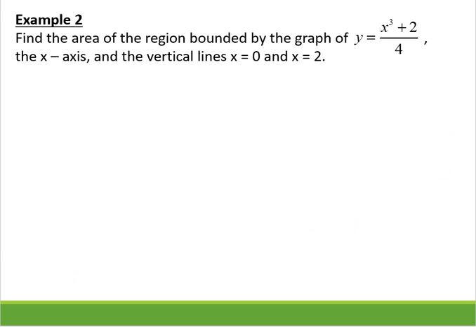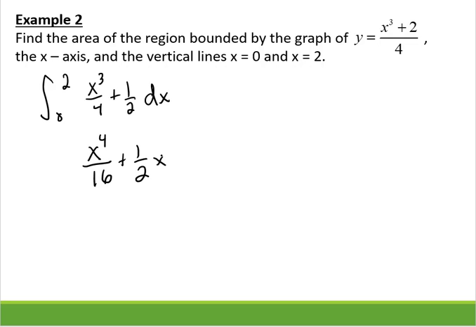Okay, so find the area of the region bounded by that graph, the x-axis, and the vertical lines x equals 0 and x equals 2. So I'm looking for the area from 0 to 2 of x cubed over 4 plus 1/2 dx. Don't forget to write that dx in there. The antiderivative of this: add 1 to your exponent, 1 over that new exponent, plus 1/2 x, evaluated from 0 to 2.